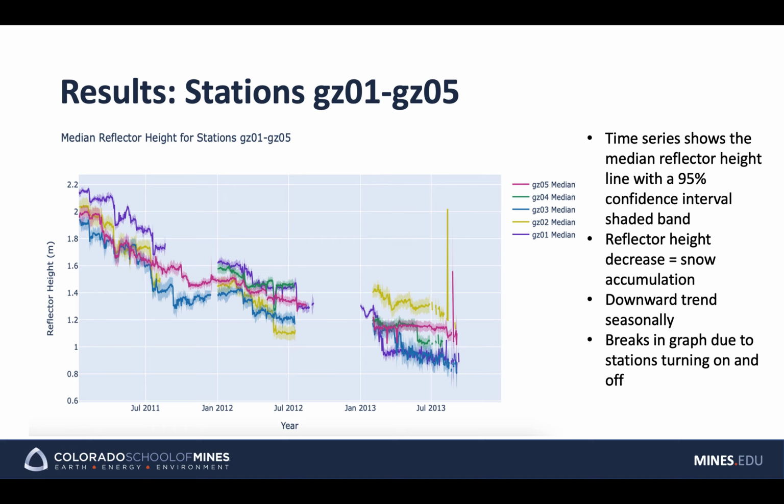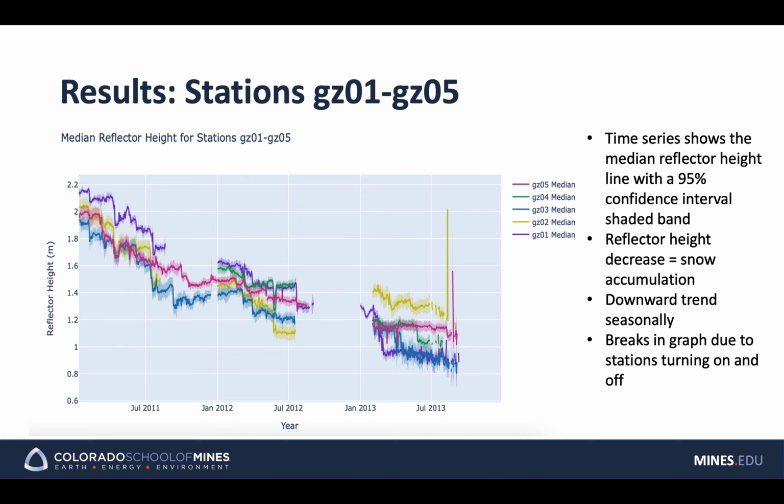This time series is for the stations GZ01 through GZ05 for the years 2011 through 2013. The solid line for each station represents the median reflector height, and the shaded region represents the accompanying 95% confidence interval for the median height. This represents the variability in the measurements that were recorded for reflector height. Here it is seen that reflector height decreases over time. A decrease in reflector height represents an increase in snow accumulation.